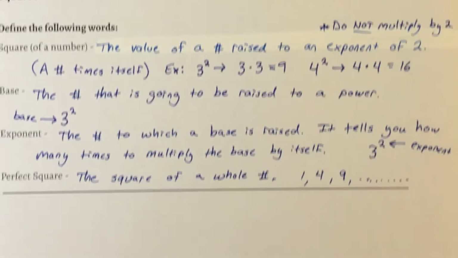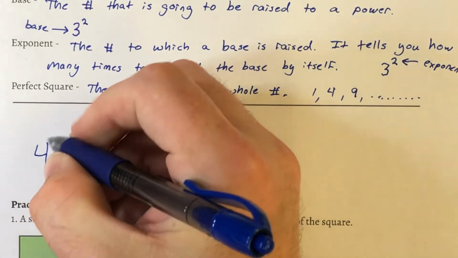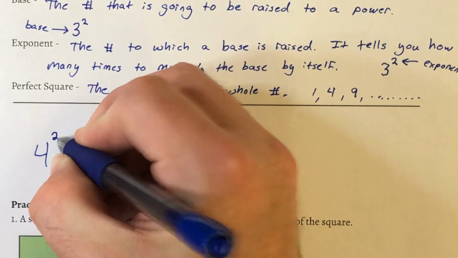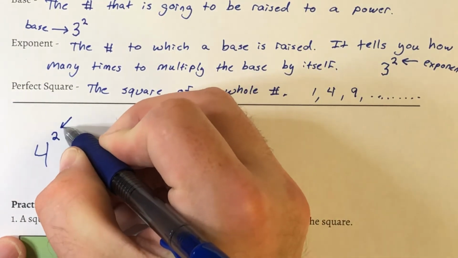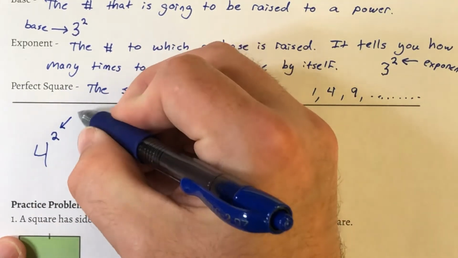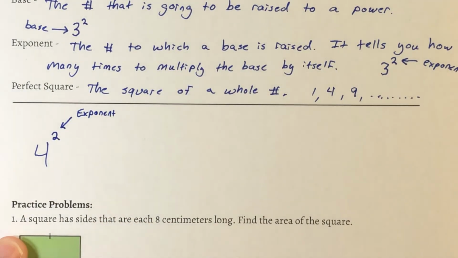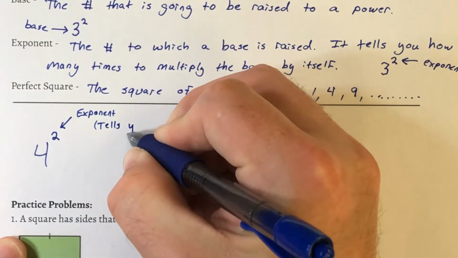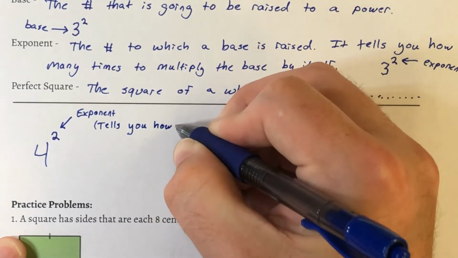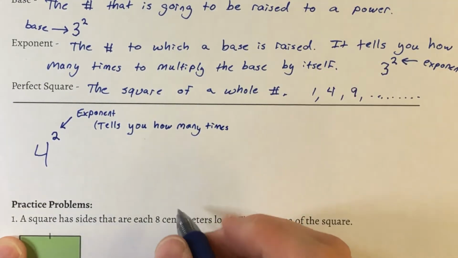Okay, before we do some practice problems, we're going to go in depth a little bit more and talk about exponents. So we're going to use the example 4 to the power of 2, or 4 squared. So again, our small number at the top, our superscript, that is our exponent. What does the exponent tell you to do? It tells you how many times to write the base.